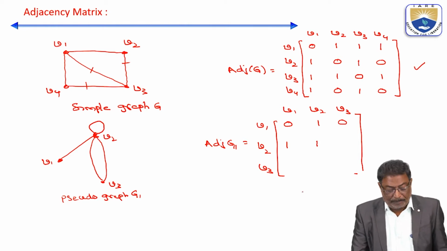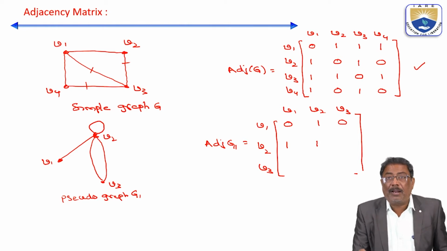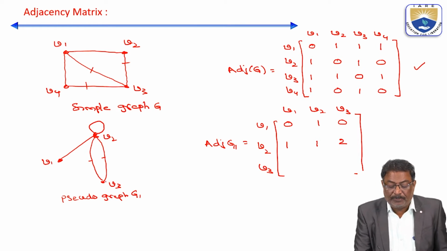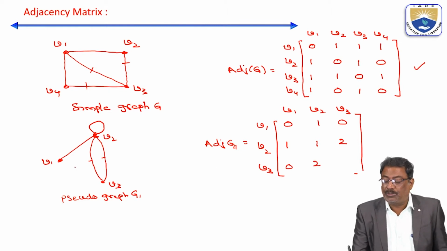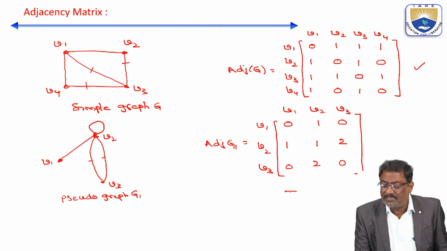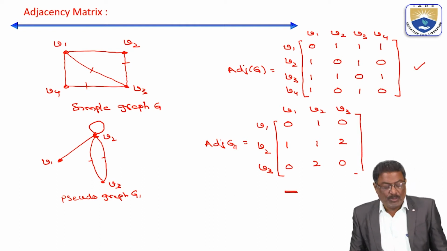V2 to V3, there are multiple edges. How many edges? There are 2 edges, so I am considering it as 2. And next V3 to V1 there is no edge, and V3 to V2, 2 edges are reaching there, and V3 to V3 there is no edge. So this is the adjacency matrix for the pseudograph.